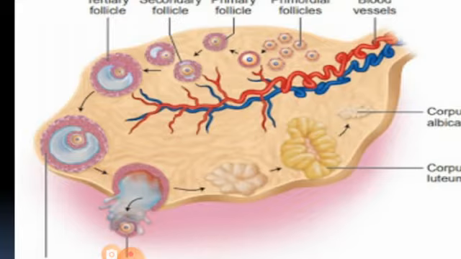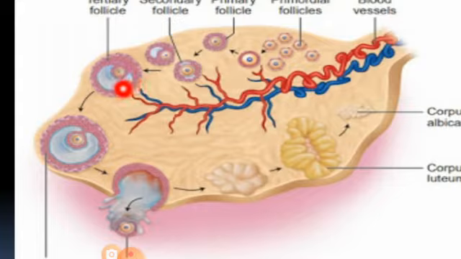What is the name of the cavity? Antrum. This antrum, this cavity is filled with a fluid. What fluid? Where has it come from? It has come from the granulosa. What is the name of the fluid? It is nothing but liquor folliculi. Liquor folliculi. Are you clear?